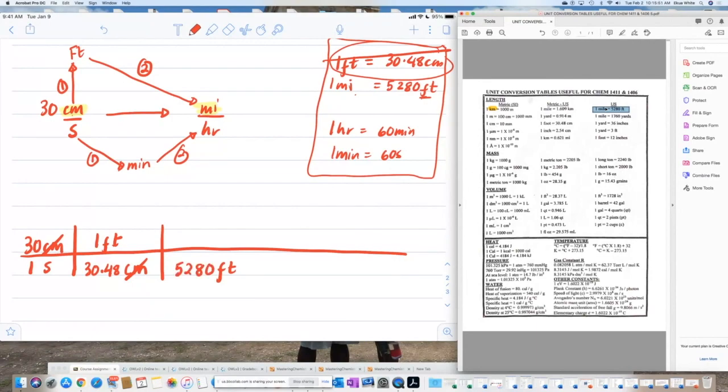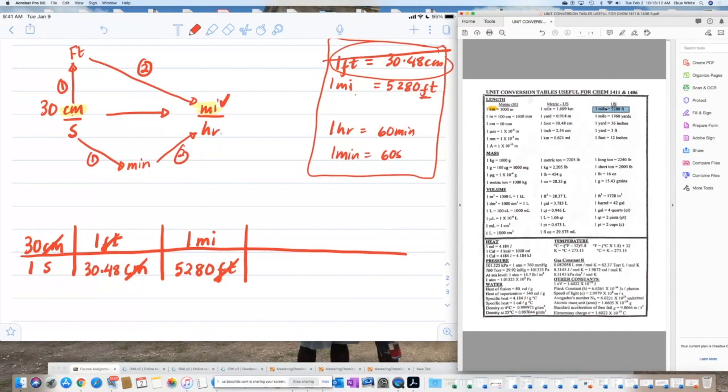5280, and then 1 mile. Okay, so feet cancel out, and then we have mile on top. Oh, so I'm done with my top conversion, right? So I got mile on top. I'm done with that part.